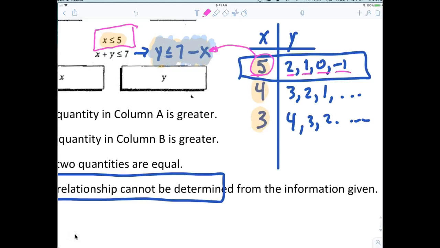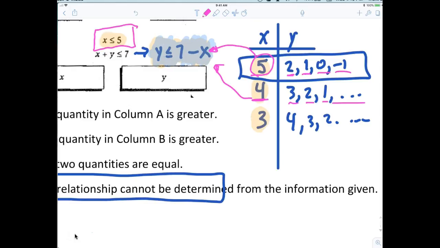Now, I knew that wasn't going to give me the answer because it looks like x is always greater than y. So I wanted to create another example. So I put x equals 4 down. If I plug 4 in for x, that means y has to be less than or equal to what? 3. Is everybody with me? So now it could be 3, 2, 1, and so on. Now, what I want to try to show you now, very good.